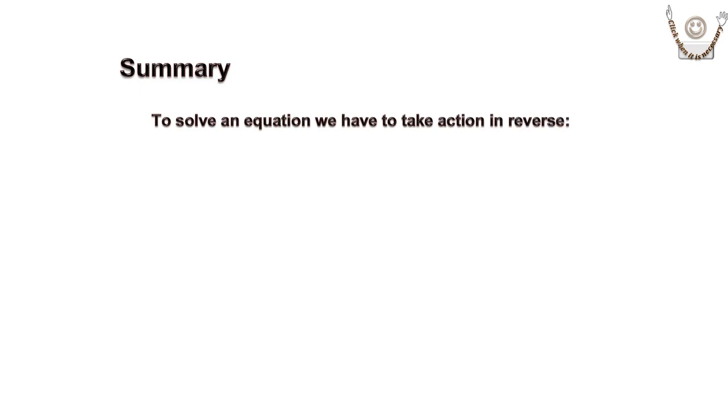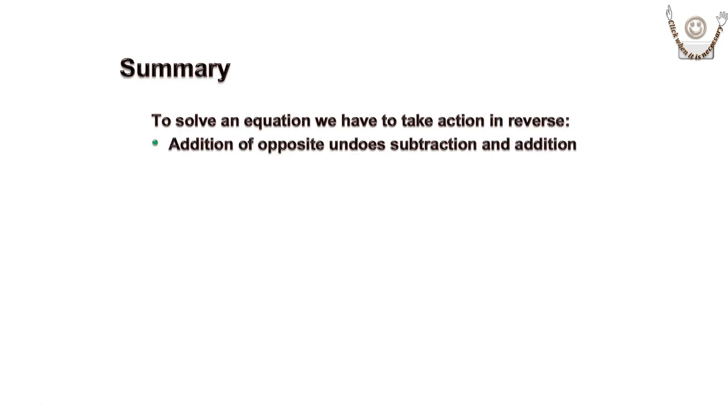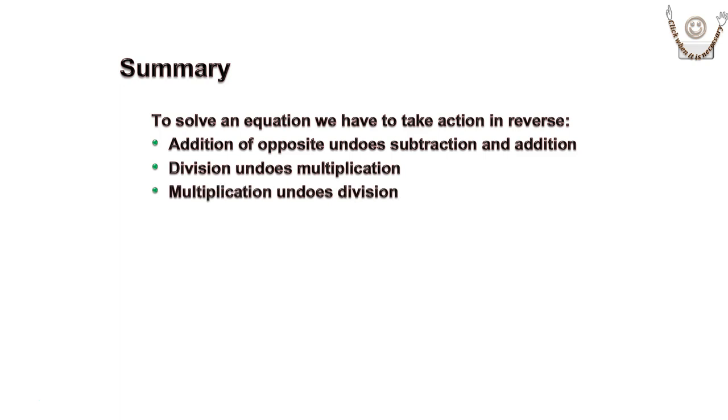Summary. To solve an equation, we have to take actions in reverse. Addition of opposites undoes subtraction and addition. Division undoes multiplication, and multiplication undoes division. Just follow this rule.